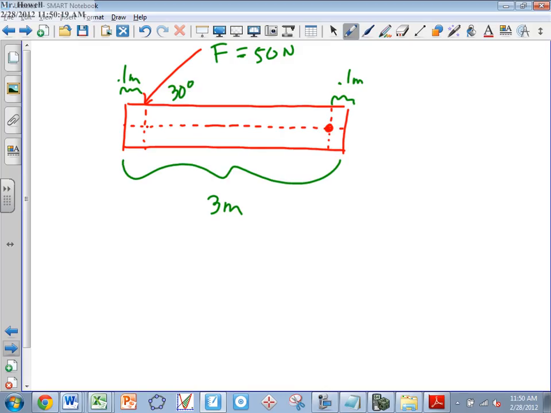Find the torque on this object. Figure it out.